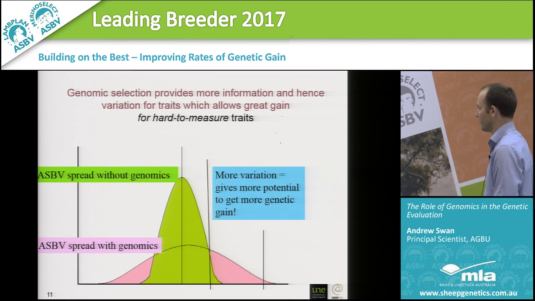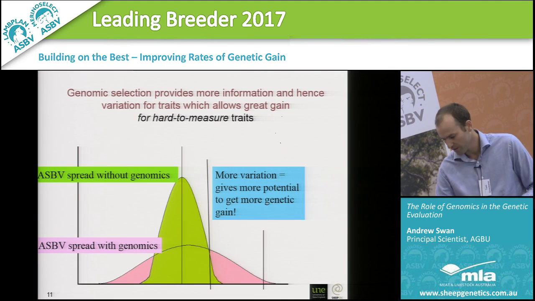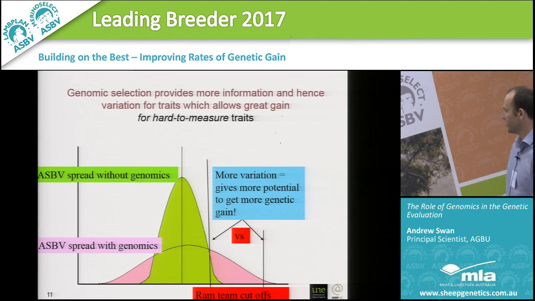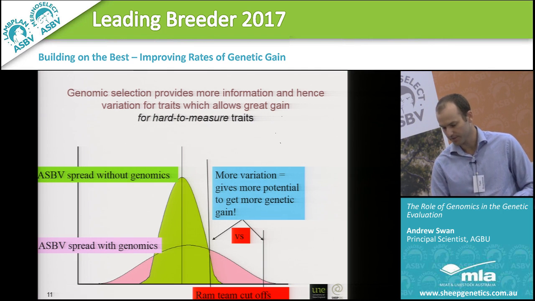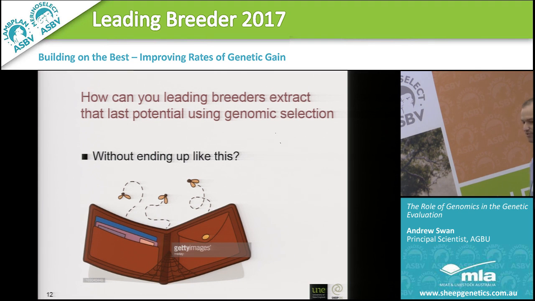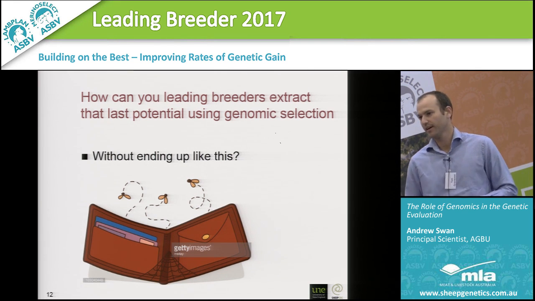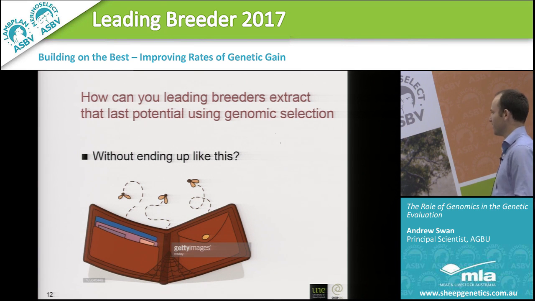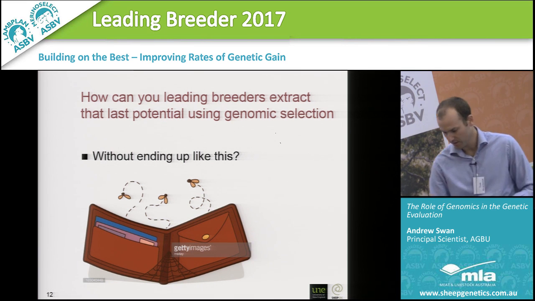Because you can see, I mean, this is just visual, but the principle applies. So they're your ram team cutoffs, and you can see that with genomics you can make all that extra gain in those hard to measure traits. So how can you lead breeders extract that last bit of potential using genomic selection without ending up with cobwebs and moths coming out of your wallet?